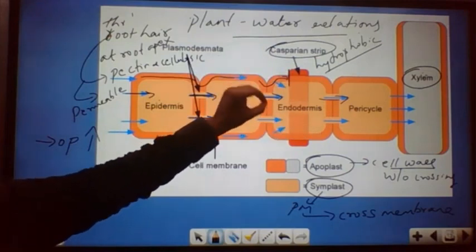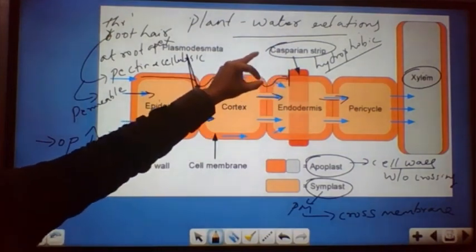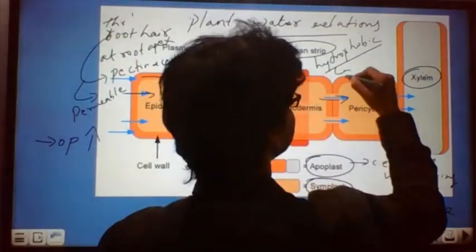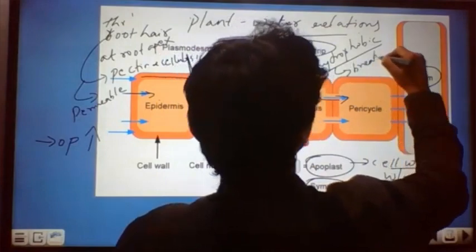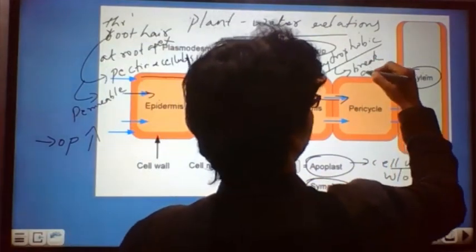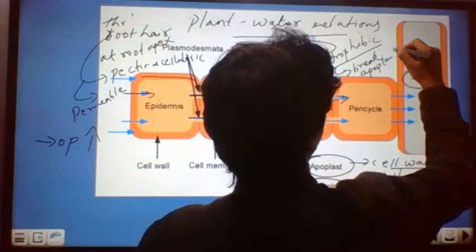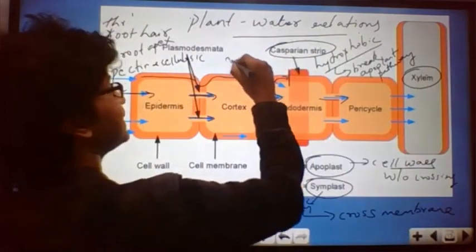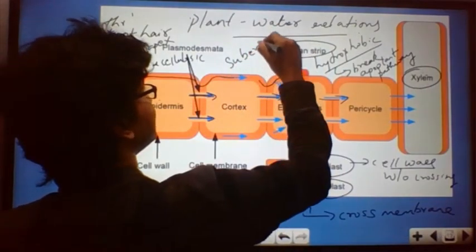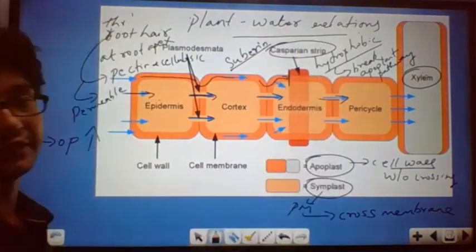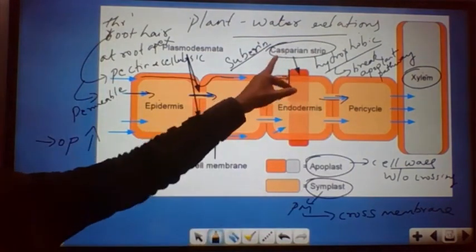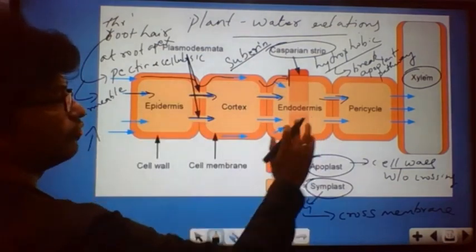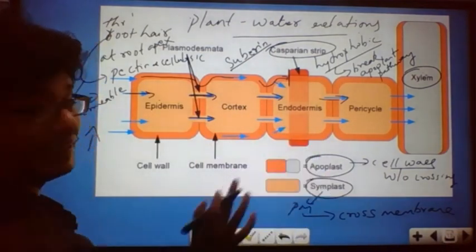So there is a particular hydrophobic substance present in the Casparian strip, and this breaks the apoplast pathway in the endodermis. The compound is suberin. Suberin is the hydrophobic substance present in the Casparian strip. So that is the reason most of the molecules take the route of symplast, not the apoplast.